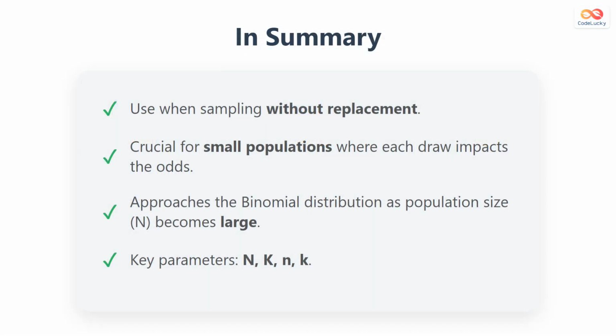To wrap up, remember to use the hypergeometric distribution when sampling without replacement from a small population. Identify your 4 parameters, big N, big K, little n, and little k, and remember that as the population gets huge, this behaves just like a standard binomial probability.